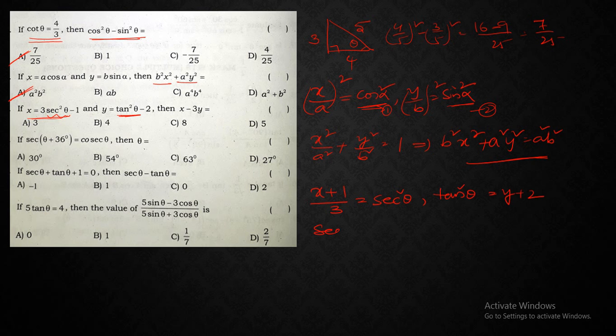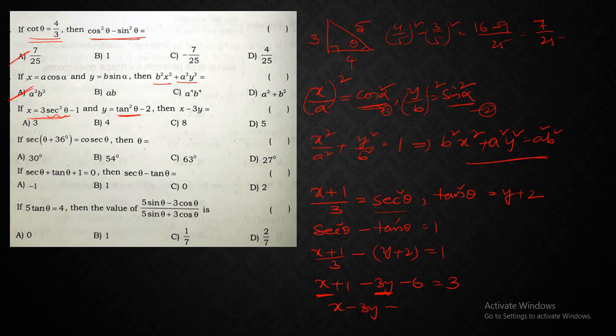So already we know secant square theta minus tan square theta is equal to 1. From that, x plus 1 by 3 minus of y plus 2 is equal to 1. When I take LCM, this becomes x plus 1 minus 3y minus 6 is equal to 3. Now from this, what did he ask? x minus 3y only, no?